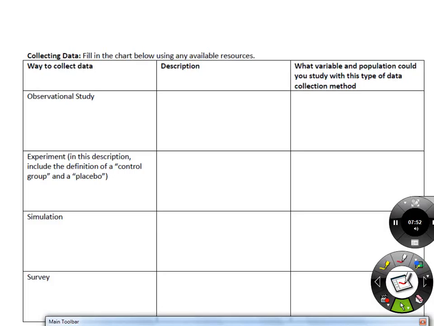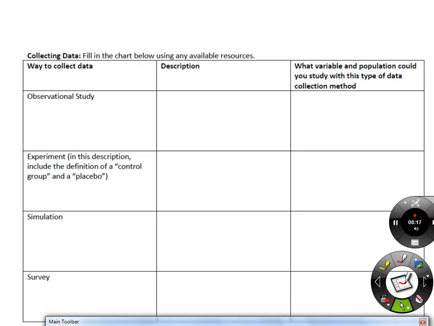When people decide what they want to study, they then have to go and collect data, okay? People collect data multiple ways. They do observational studies. They do experiments. They do simulations. And they do surveys, okay, in order to collect data.